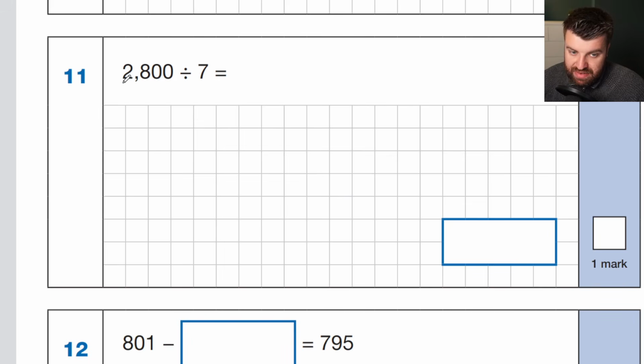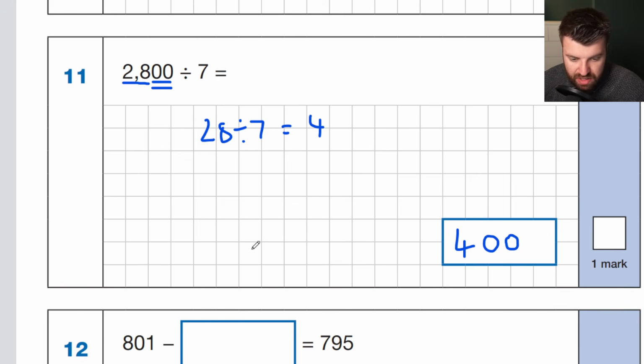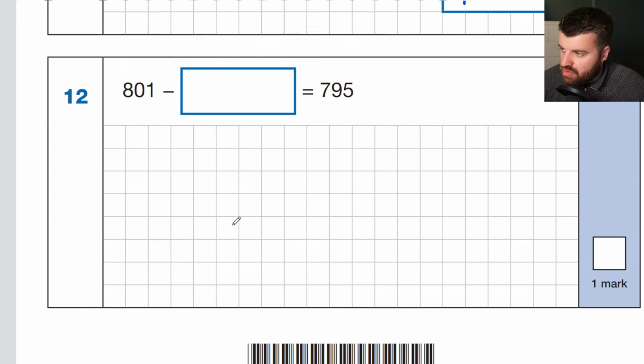Next one, question 11. 2,800 divided by 7. Again, we're using times table facts. 28 divided by 7. We would know that from our times tables, something we need to learn over the years at school. That gives us 4. So if it's 2,800, this is 2 placeholders here, 100 times bigger. So we have to take our 4 and make that 100 times bigger as well.